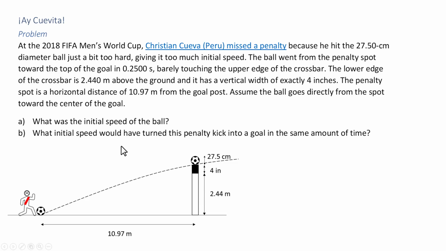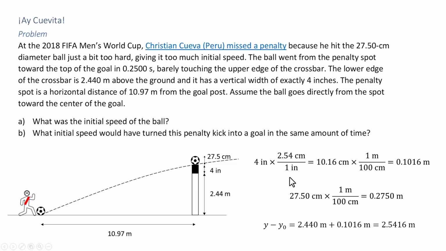Using conversion factors, we find that 4 inches is 0.1016 meters, and the diameter of the ball, 27.50 centimeters, is 0.2750 meters. The height of the ball is then 2.44 plus 0.1016 meters, which is 2.5416 meters. The problem also tells us that the horizontal distance to the goal is 10.97 meters, which in this context happens to be the horizontal displacement of the projectile ball.